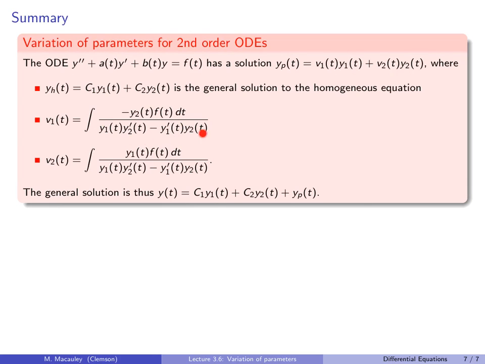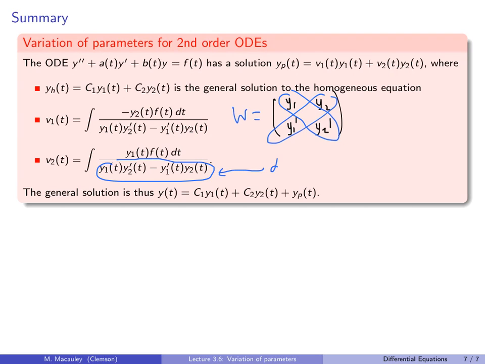This looks messy, but this bottom thing is just the determinant of this matrix. You take y1, y2, y1 prime, y2 prime, and you take this strange little cross product. You take this product minus that product. So if this is W, then this term down here is the determinant of W. We'll study this a lot more in the next section. It's abbreviated det of W. So our general solution in that case is the homogeneous solution plus the particular solution, as expected.